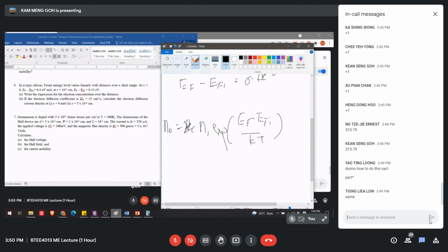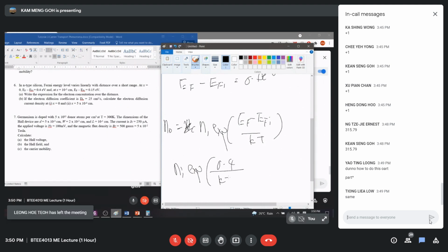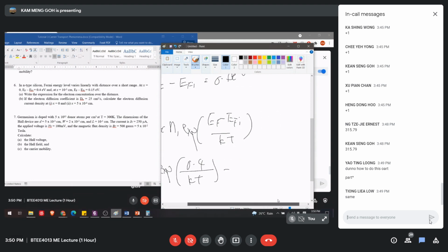So we don't know this, but we know this. Okay, so n will be Ni exponential 0.4 over kT, minus Ni exponential 0.5 over kT. Okay, so this is the expression.